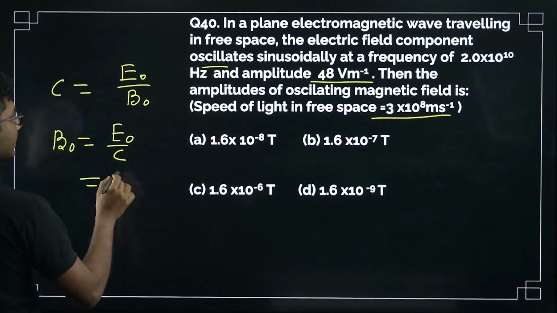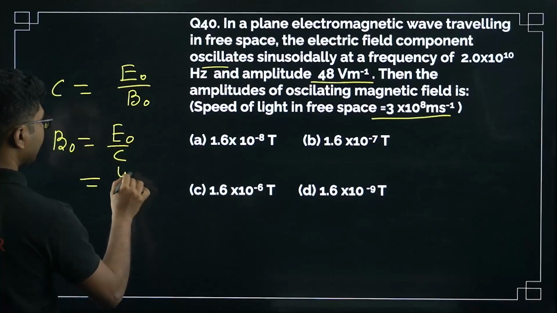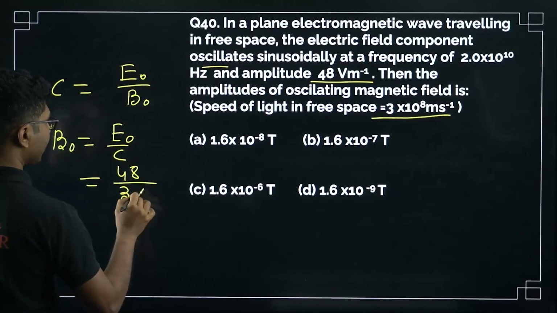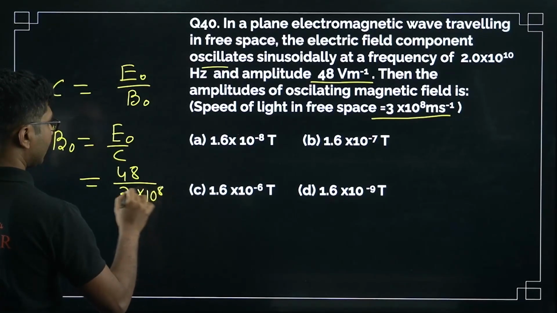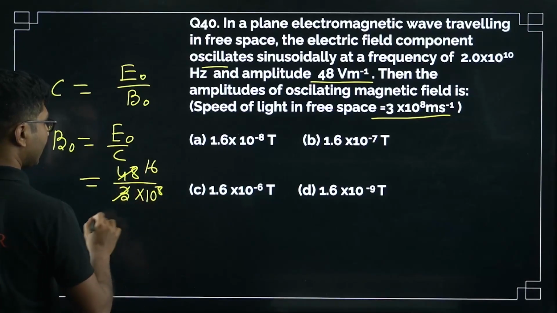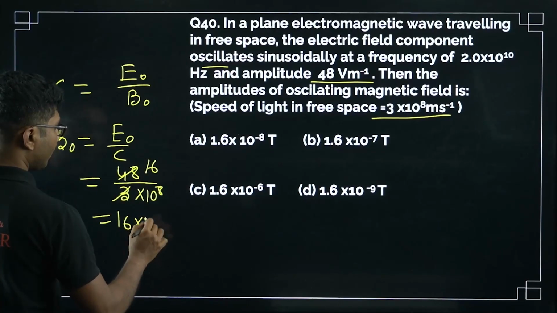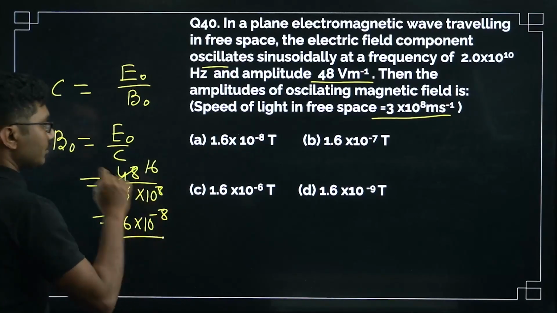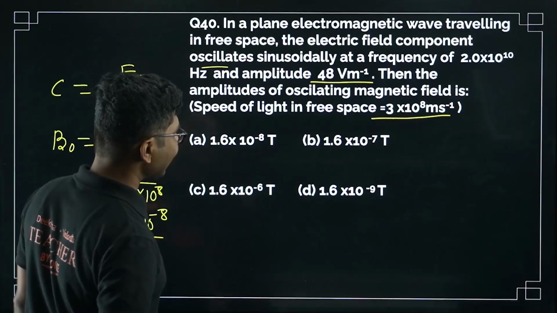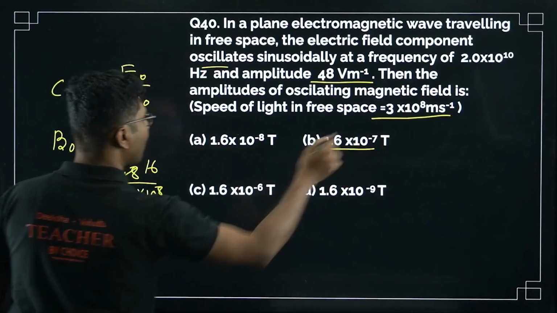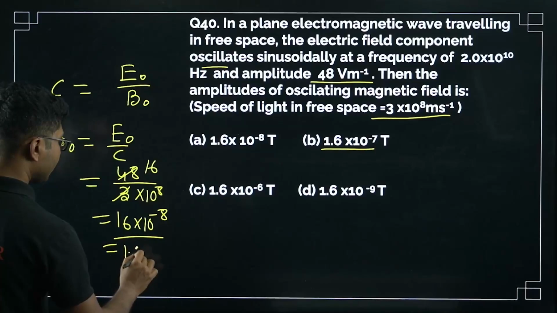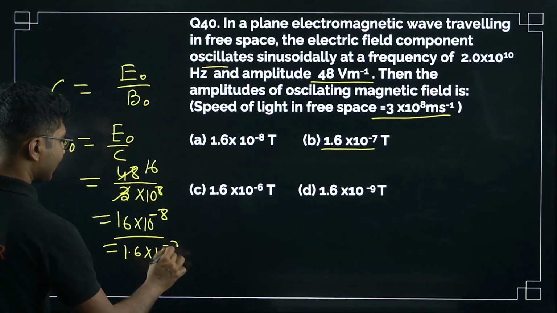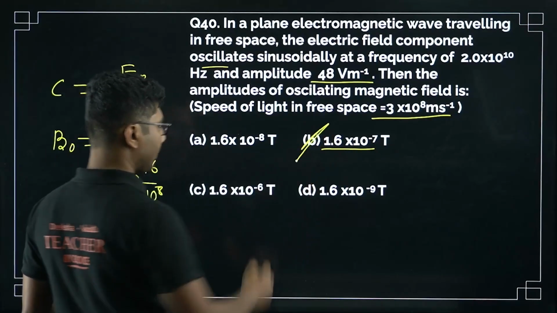So magnetic field amplitude is equal to E naught by C. E naught is given as 48 divided by 3 into 10 to the power of 8. 3 16s are 48, so it will be 16 into 10 to the power of minus 8. Now if you see, all the options are given as 1.6, so it will be 1.6 into 10 to the power of minus 7. So the correct answer is option B.